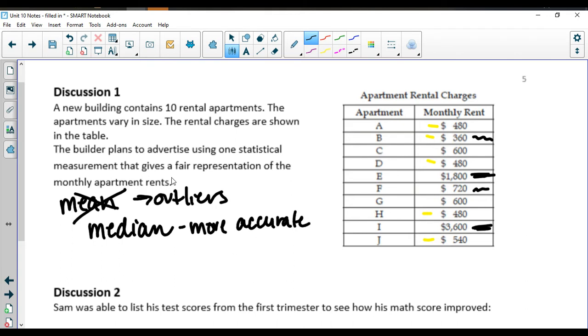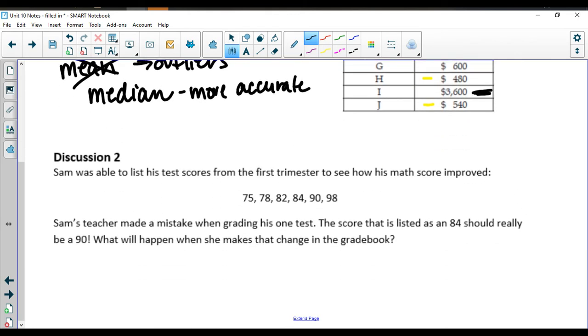In discussion number 2, Sam was able to list his test scores from the first trimester to see how his math score improved. His teacher made a mistake when grading one test. The score that's listed as an 84 should really be a 90. So what's going to happen when she makes that change in the grade book?